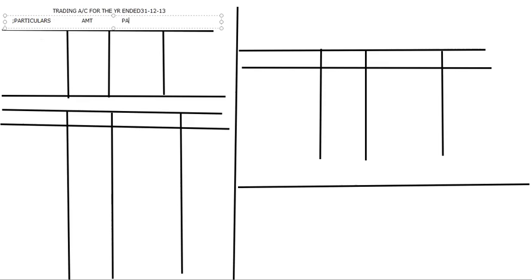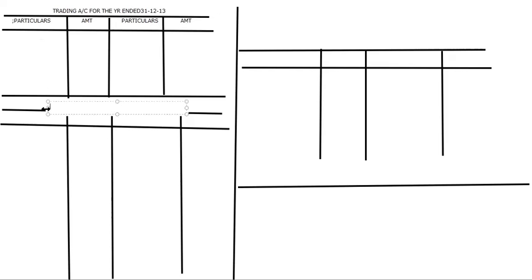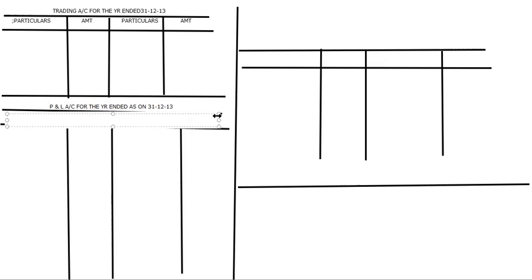Particulars, amount, plus amount. And then comes this P&L account for the year ended on 31st December 2030. Amount is done.